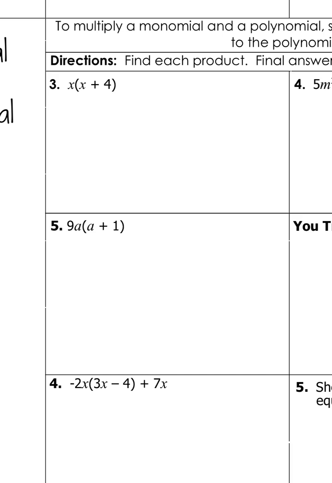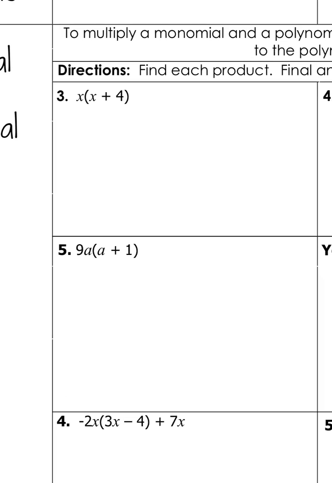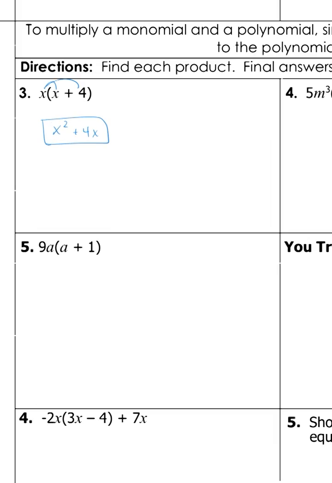When I have a monomial times a binomial, I'm going to distribute my x times my x. So x times x is x squared. Then I'm going to do x times 4, which is going to give me 4x. And I can't add anything together because I don't have any like terms. So that's my answer.